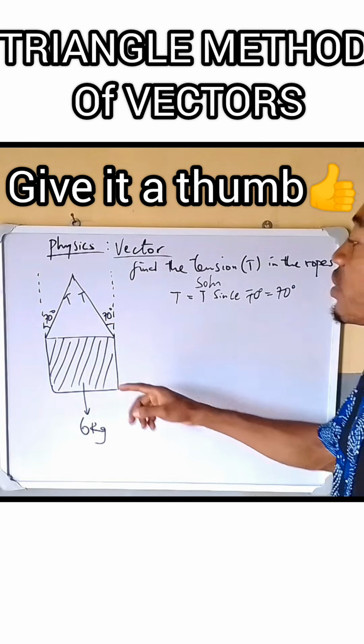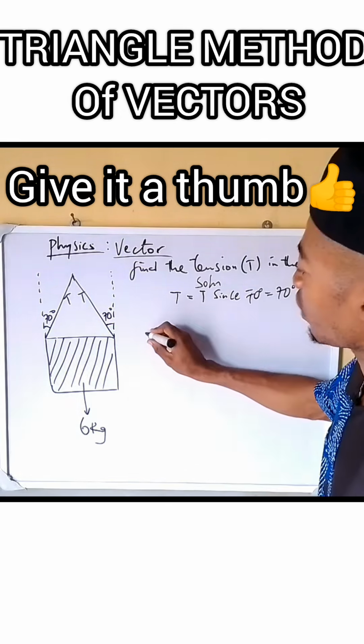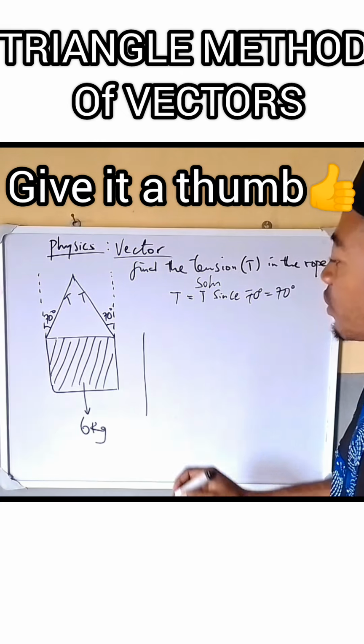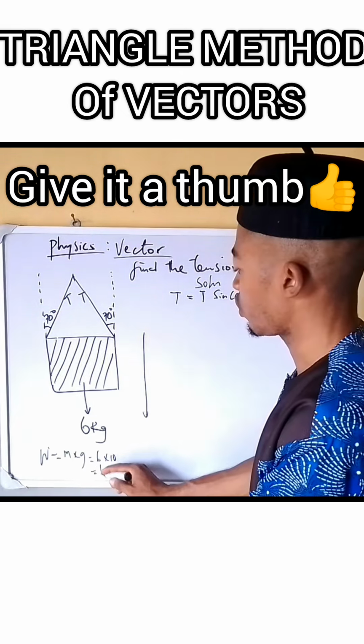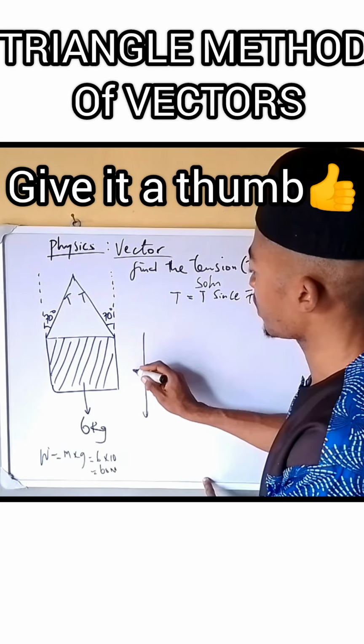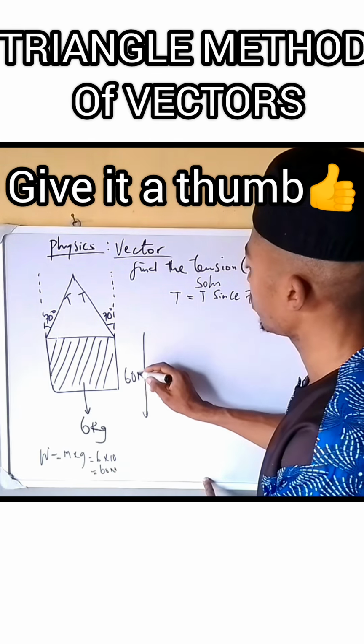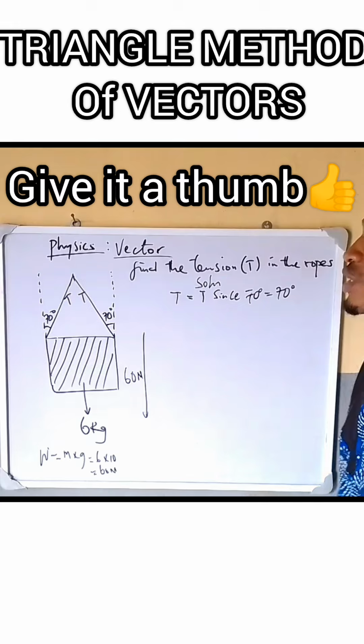So we can represent the weight of this object acting downward by a tiny line. This tiny line now is the weight of this object, and we have our weight to be 60 Newton. So what we have here is 60 Newton. That is the weight of the bag.